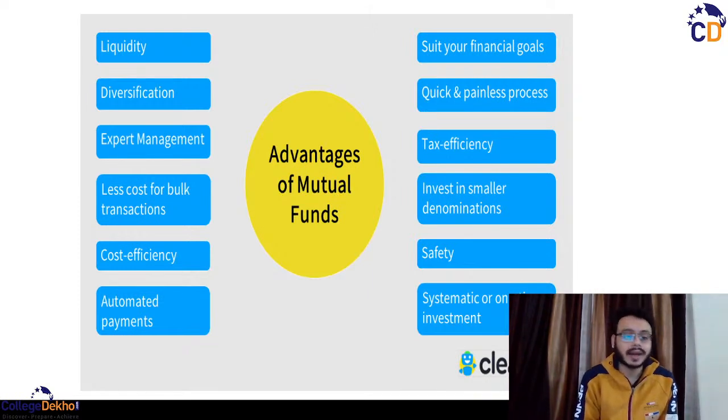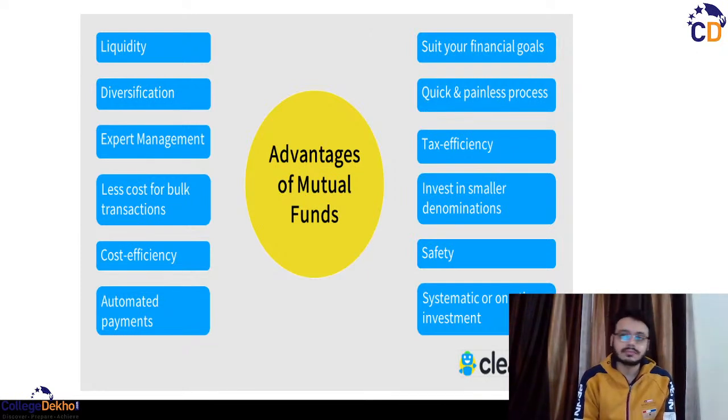Third is the expert management. As laypersons, we do not have time to track investments 24/7, and apart from our jobs we do not have time to track the market on a real basis. So we cannot track our own portfolio, and that is a problem. In the case of a mutual fund, the person whose main job is to manage the mutual fund gives you expert management.